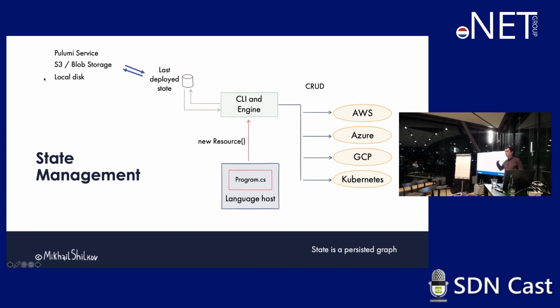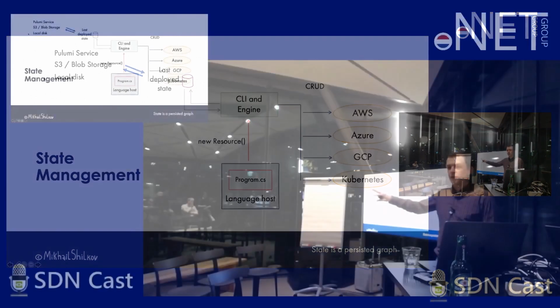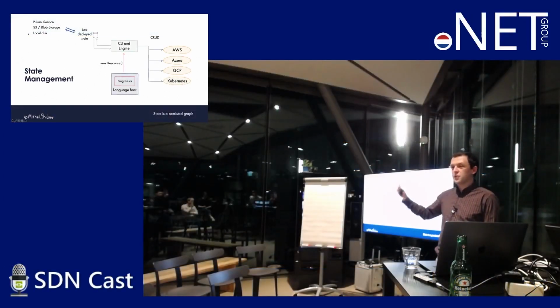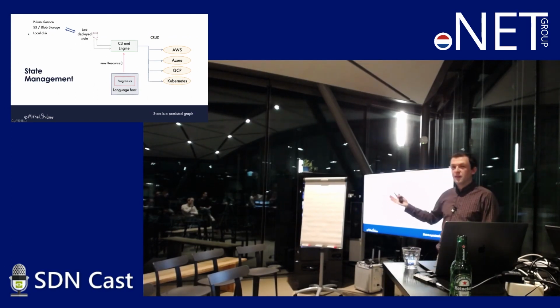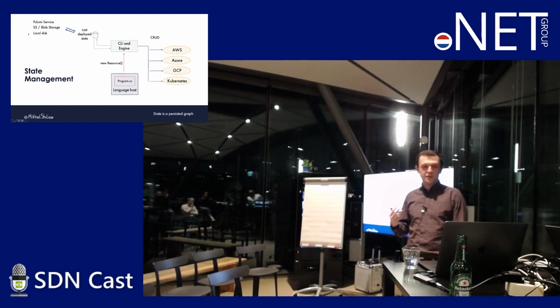If, for some reason, like compliance or security or whatever, you don't want to send it to us, you can put it on your local disk. There are very common scenarios like S3 blob storage. You configure the CLI tool to put the state file there, and then it's your responsibility to manage it. If you delete it, then okay, you're screwed.